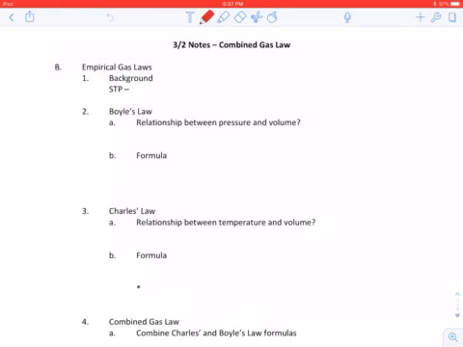So starting off, an important piece of information is STP. STP stands for standard temperature and pressure. Those conditions are 1 atm of pressure at 0 degrees Celsius. That is important to remember. You will use it in problems throughout the rest of this chapter. All right, so rolling on.